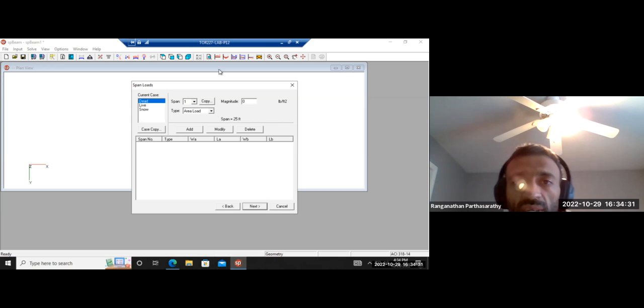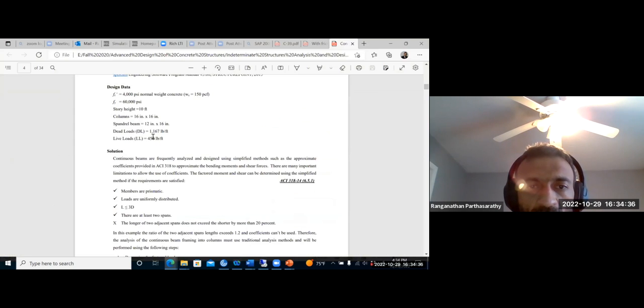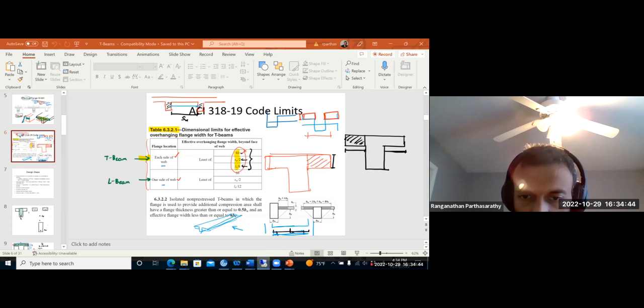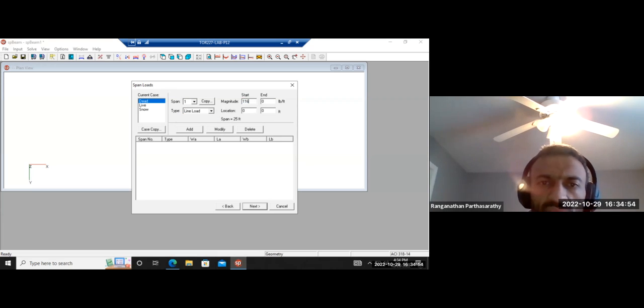Now we need to give dead load and live load. How much is the dead load? 1167 pounds per foot. Live load 450 pounds per foot. Now dead load, line load. Magnitude start 1167 and also 1167. And it is 25 feet. Oh, sorry, add.